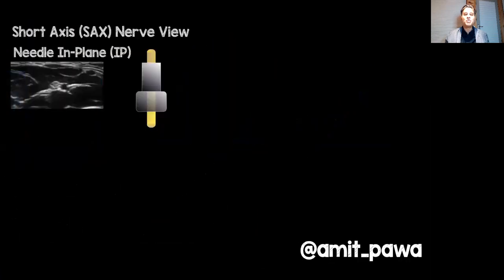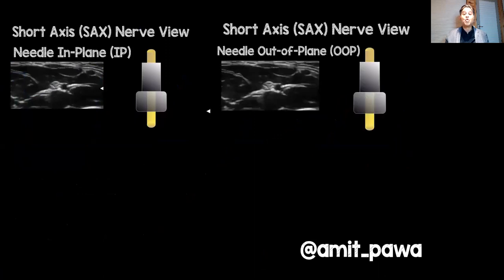So here we've got a short axis view of the median nerve, and we're needling in plane. We're bringing the needle in across into that view, and we see the needle along its whole length. The other alternative is we take a short axis view of the nerve and we needle out of plane. And when we needle out of plane, of course, we don't see the needle along its whole length.